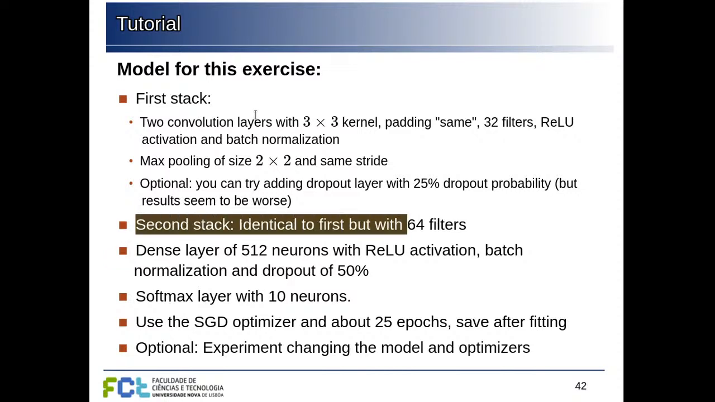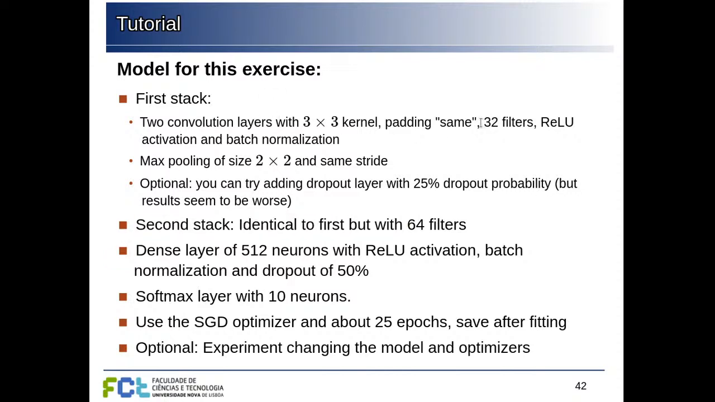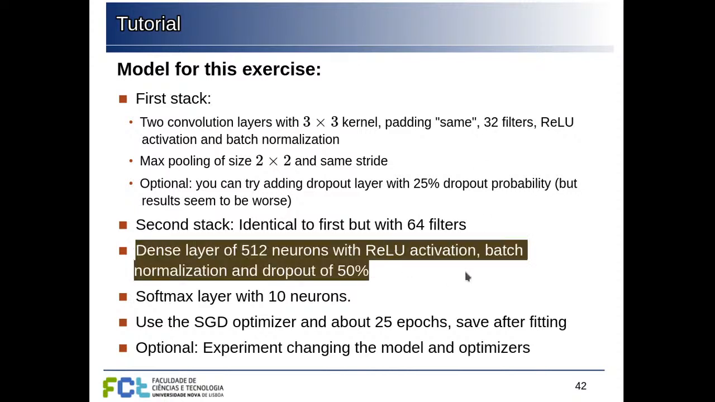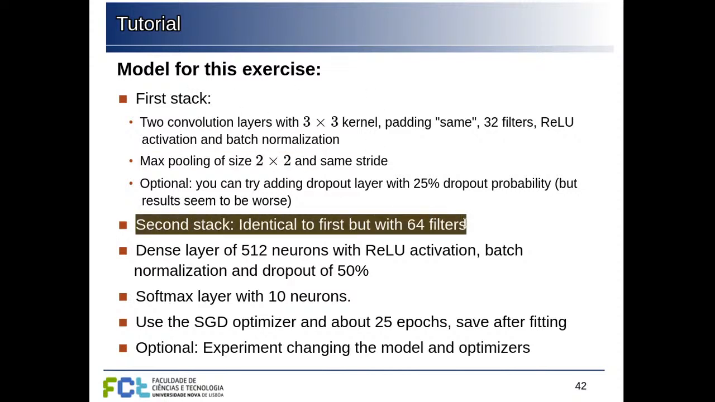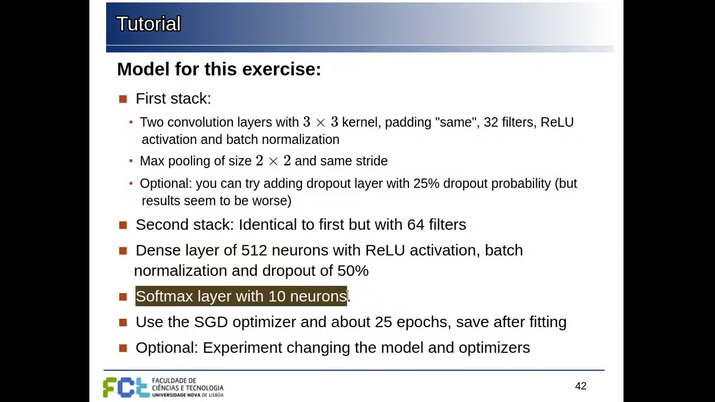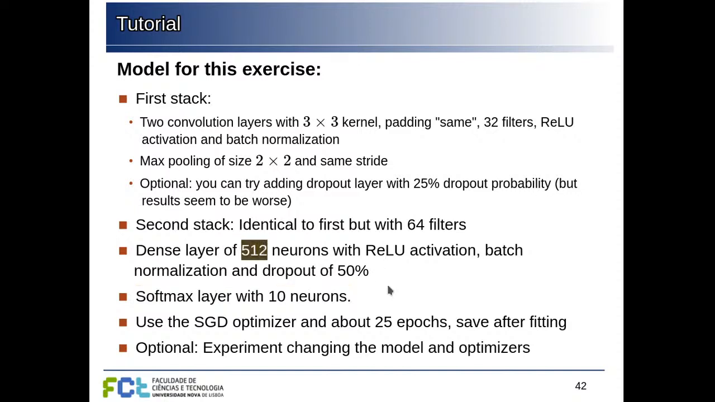Then for the second stack, you do the same thing as the first, but you use 64 filters instead of 32, and then you move on to the dense layer. Remember, you need to flatten things before going to the dense layer, and remember that you also have max pooling. So it's a stack just like this one, but with 64 filters. And then you have a dense layer with 512 neurons, and then the one with the softmax activation with 10 neurons.